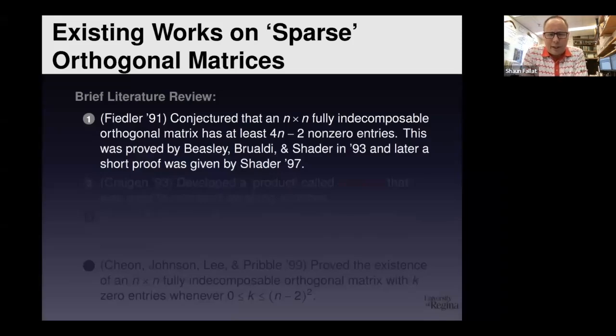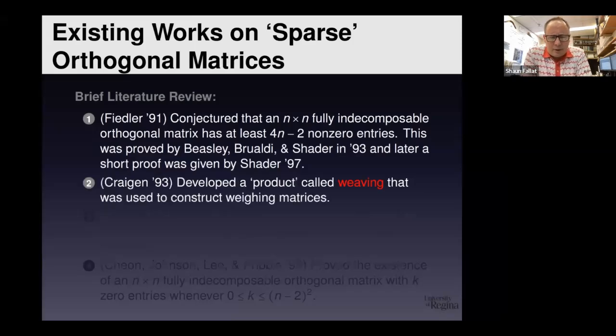This was proved 2 years later, as you see, by Beasley, Beraldi, and Shader. And later, Shader, you can read in the Rocky Mountain Journal, a really interesting paper where he gives a slick little proof, another proof beyond what they had done in the 93 paper.